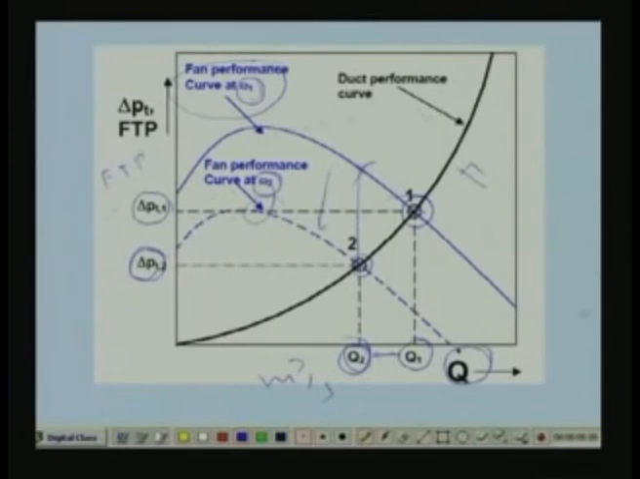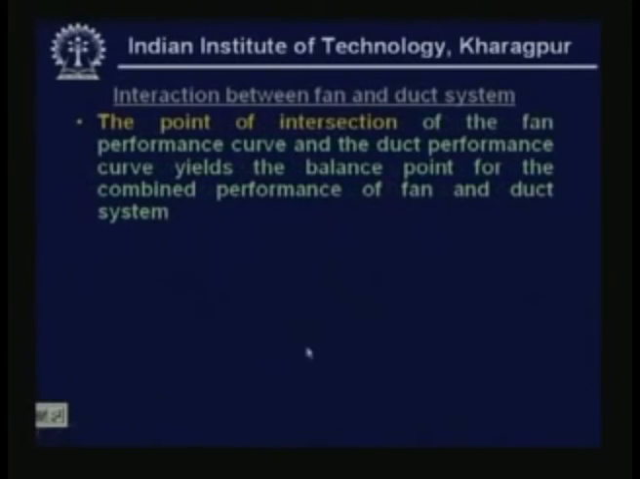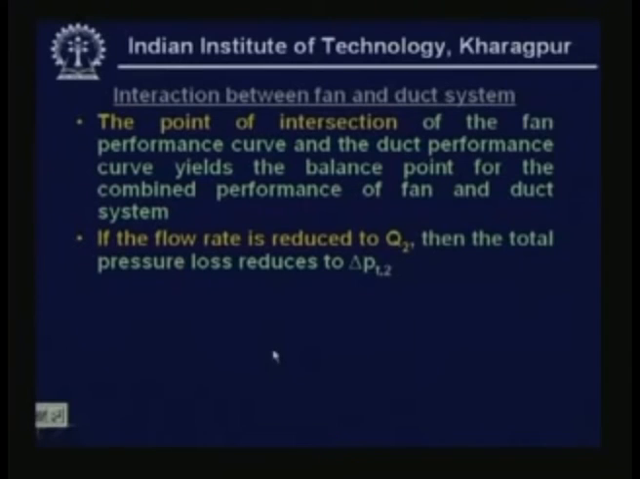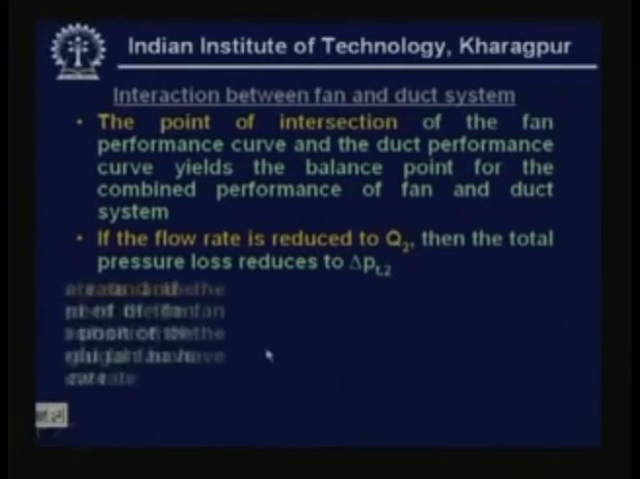So, if you have this kind of matching curves, you can easily find out the balance points. This is the use of these curves. This I have already mentioned, the point of intersection of the fan performance curve and the duct performance curve yields the balance point for the combined performance of fan and duct system. If the flow rate is reduced to Q2, then the total pressure loss reduces to delta PT2.